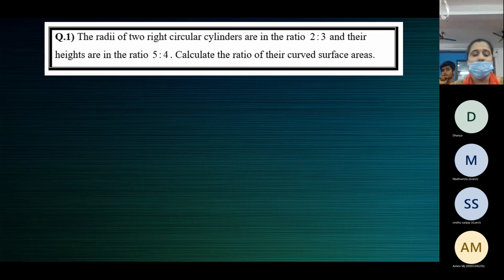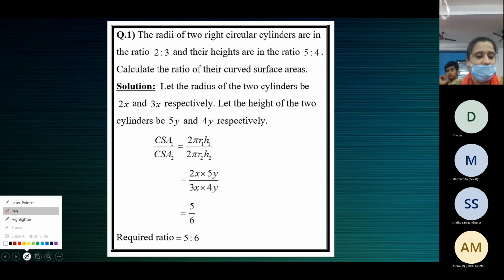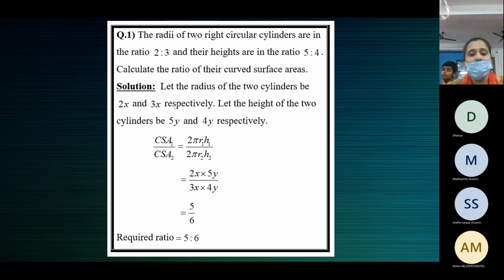To see the answer, I'll tell you children to start writing. First listen to me, then you can write. I'll give you time to write. So now see here, let the radius of the two cylinders be 2x and 3x respectively. And let the height of the two cylinders be 5y and 4y respectively. So radius of one cylinder 2x, other cylinder 3x. Height of one cylinder 5y and the height of the other cylinder 4y.